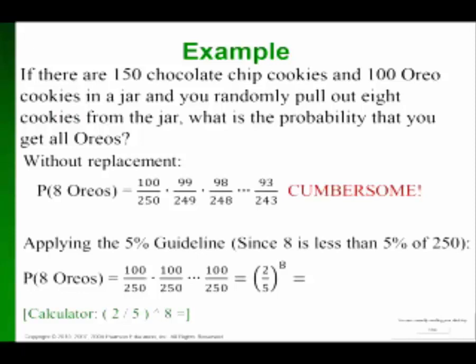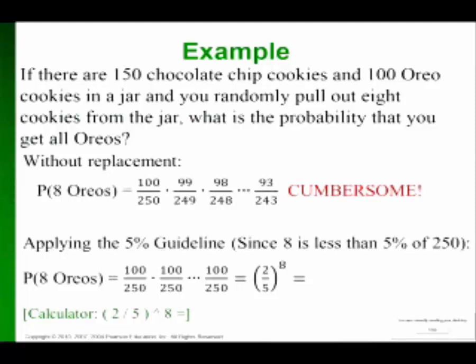So let's see if we can use the 5% guideline. Let's see if we can play like the events are independent. Well, I can only do that if my sample size is less than 5% of the population. What's my sample size here? I'm drawing out 8 cookies out of how many? Out of 250. How would I find out what percent that is? 8 out of 250.